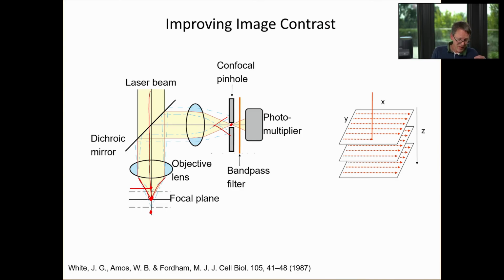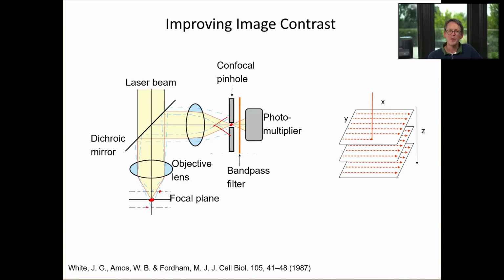And this gives you a very effective way of improving contrast, because only the light from this point makes it through the pinhole. Light from other planes in the sample is rejected, right? Because it's not in focus on the pinhole. The downside of this is that what you are winning in contrast, you're losing in imaging speed.